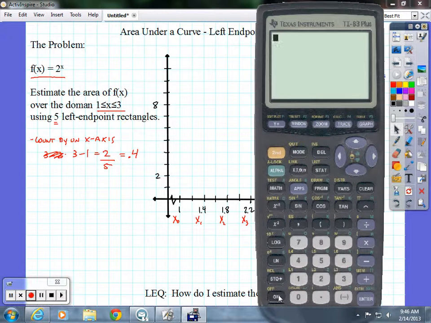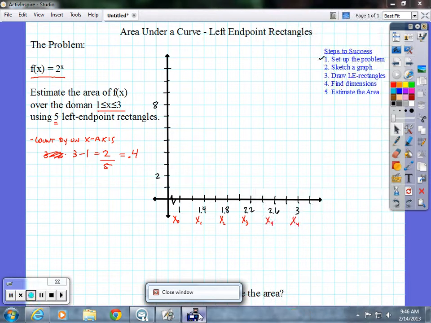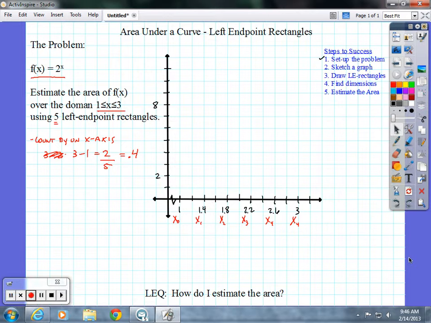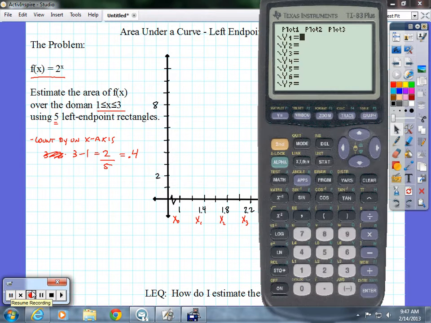So if I turn the calculator on, go to y equals. My calculator is not working. Technical difficulties. Let me do this here. Whoops. Where'd it go? It left. All right, hold on. Now we're back.